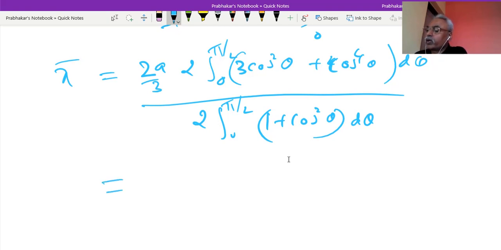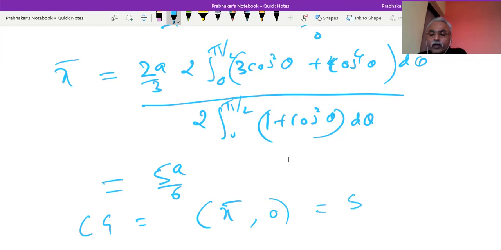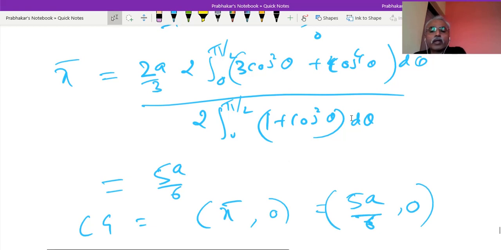So totally you will get 2a by 3 and use the proper integration values. I think that can be done. The CG is therefore x bar, 0, in this case, which is 5a by 6, comma 0. That's all for the day today.